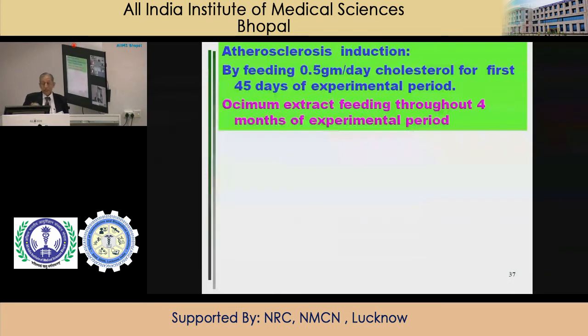Atherosclerosis can be induced in rabbits by feeding cholesterol for a longer period, about 45 days. Then we are giving Ocimum extract feeding throughout this particular period or after the experimental period. Both ways we have done.